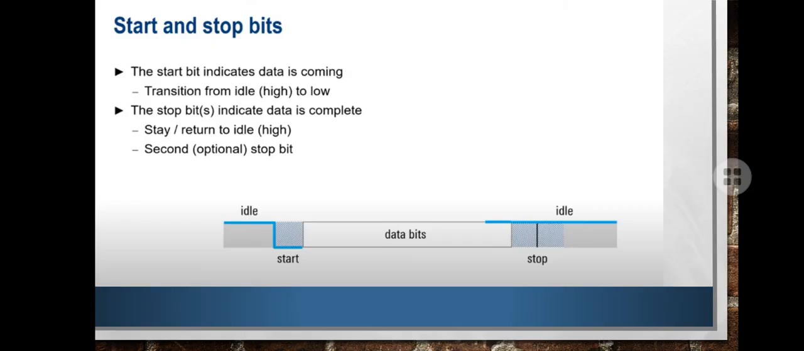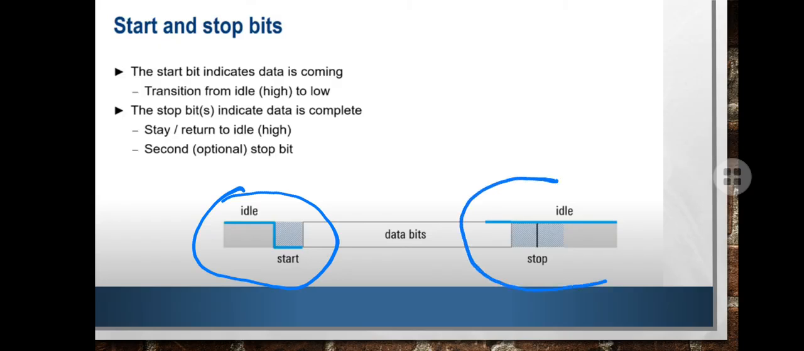Now coming towards what are start and stop bits. The start bit indicates data is coming. It means the transition from high to low, whereas the stop bit indicates the data is complete, and it depicts that the line is to return to idle, or the second option is to stop it.